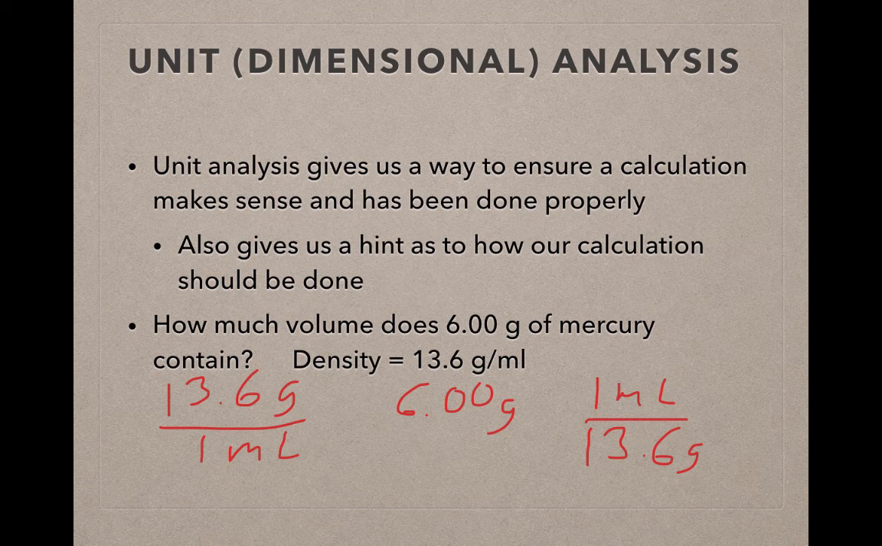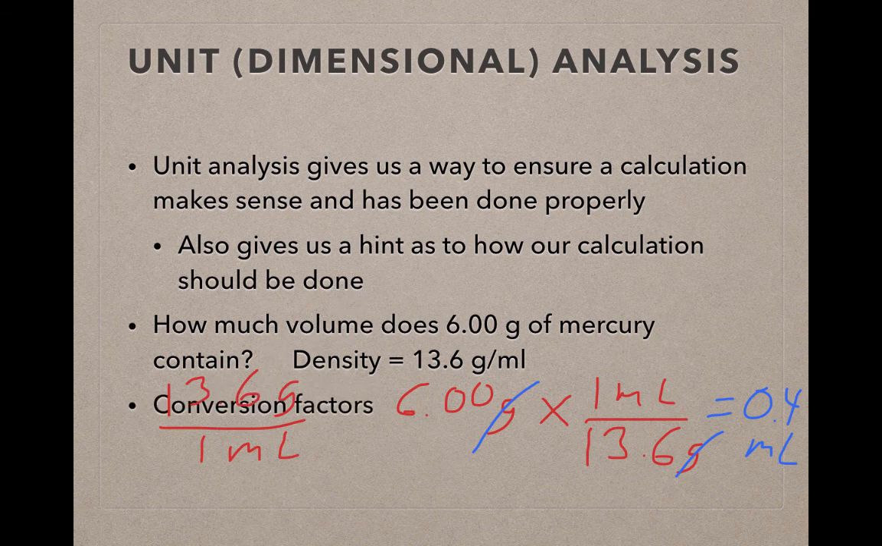So we can actually write our density that way, and we can just multiply that, and that will allow our grams to cancel and leave us with just milliliters, and we get, I think it's 0.42. 0.4 milliliters roughly. But here we didn't even have an equation set up for volume, mass, and density, but using unit analysis we were able to figure out how to do that calculation.